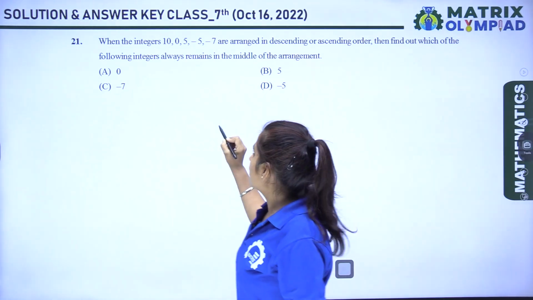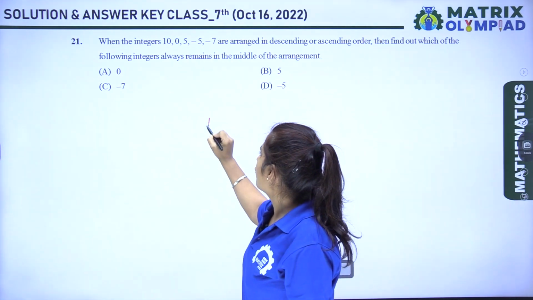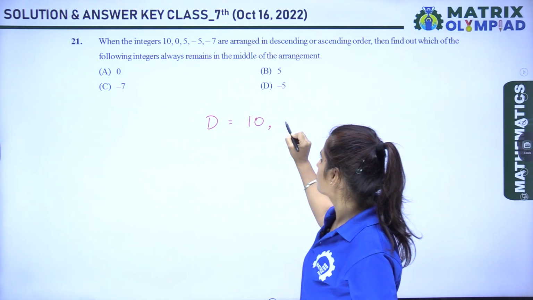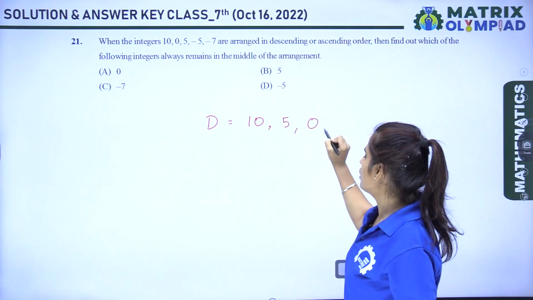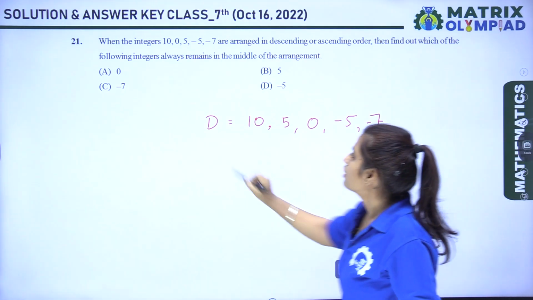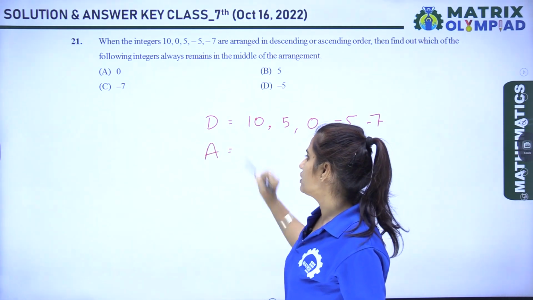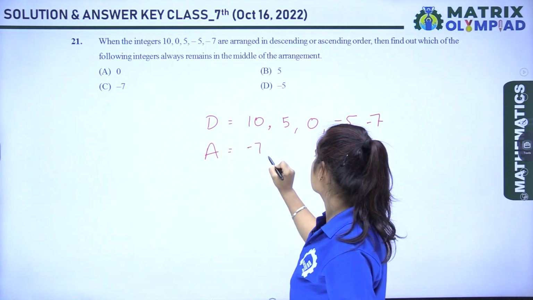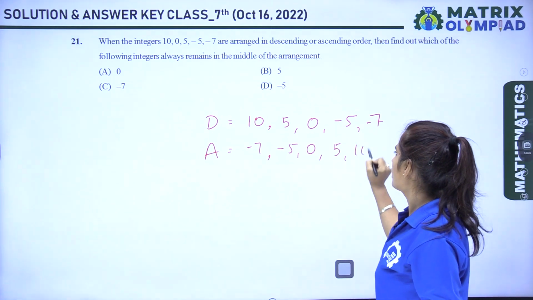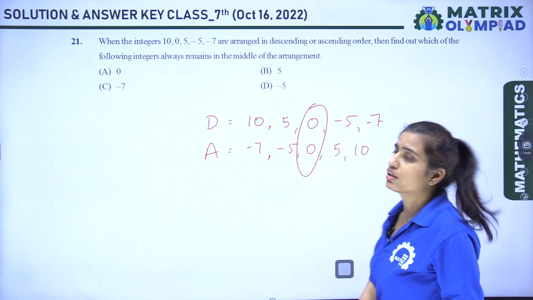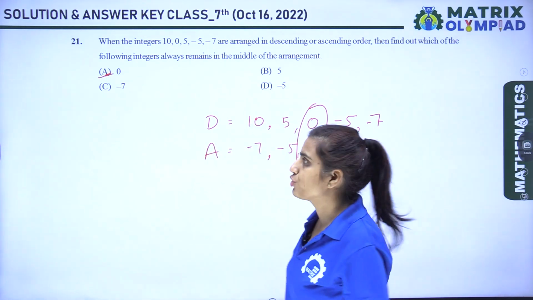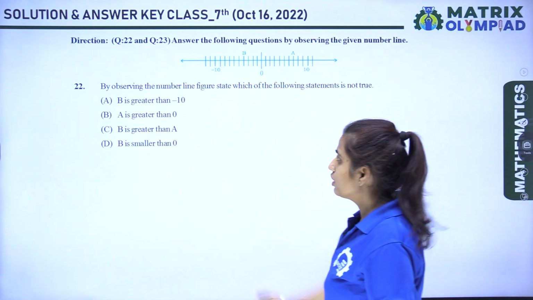Now let's arrange these integers in the descending form first. So the numbers are 10, 5, 0, -5, -7. Now, after arranging in ascending order, we get -7, -5, 0, 5, 10. So here in the middle, we get 0. So option A is the correct option. Let's move on to the next question.